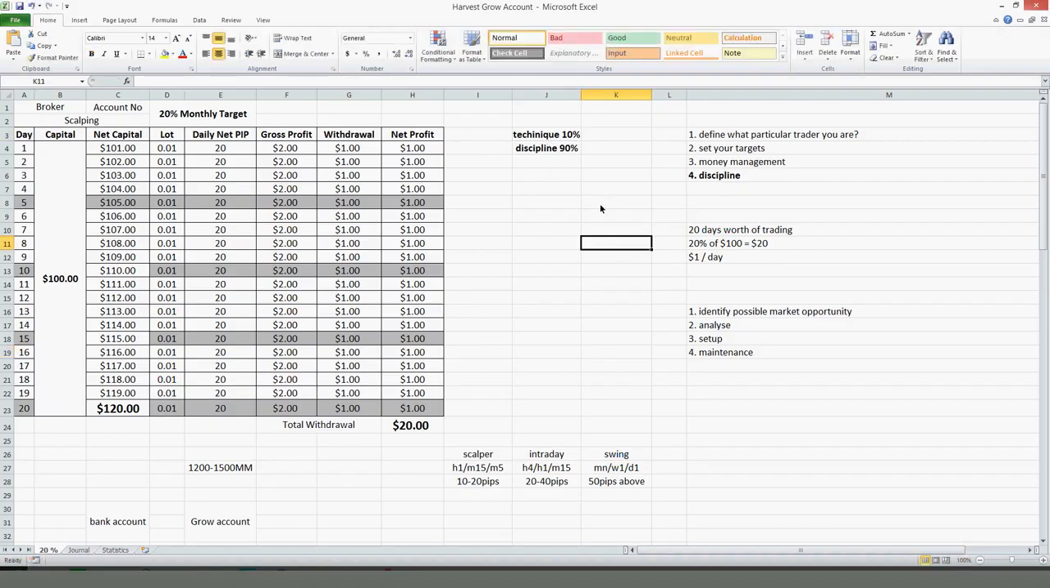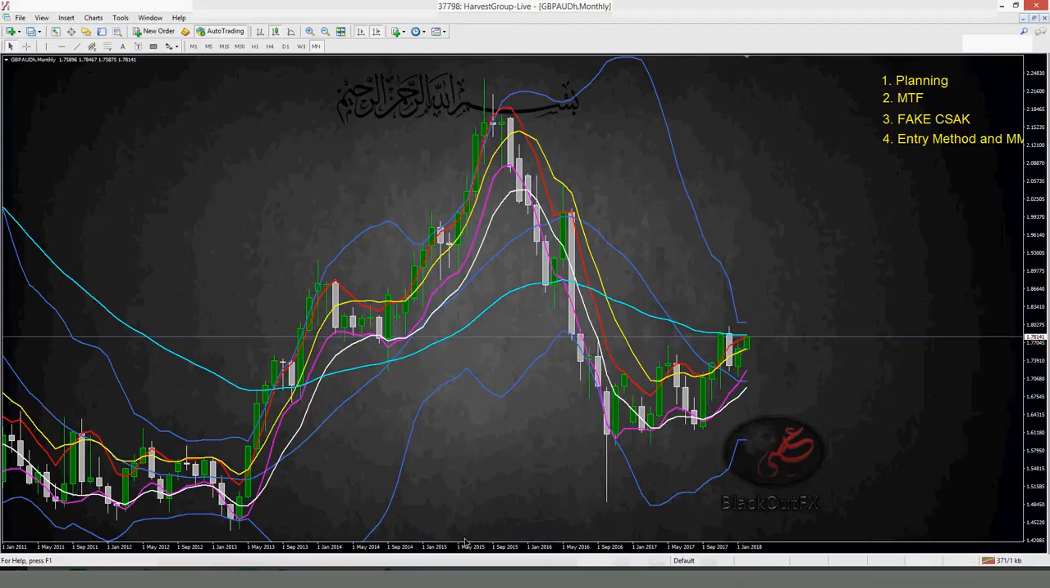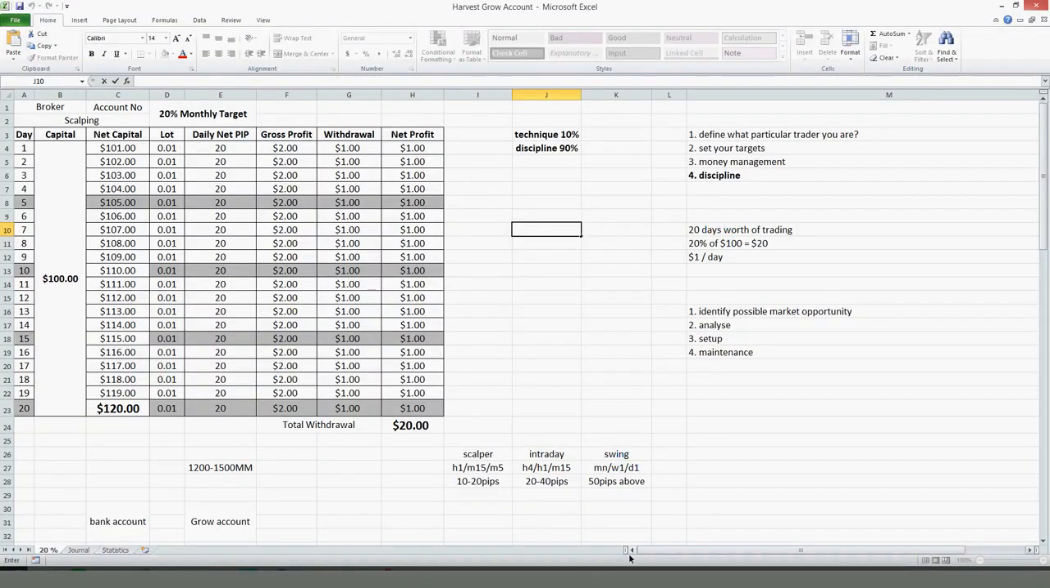Okay, so as I said, my teacher, Fardanan, told me that technique is just 10%, and 90% of your trade is based on your own discipline. Okay. All right. So let's move on to the analysis part.